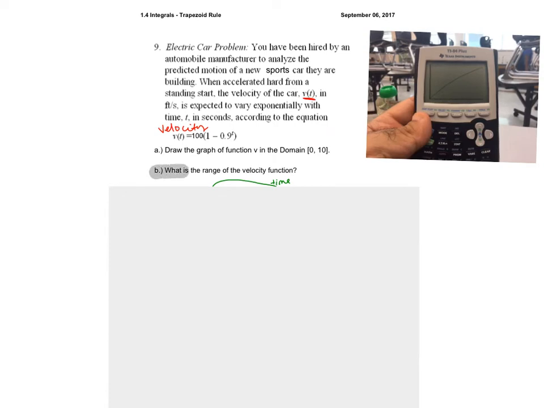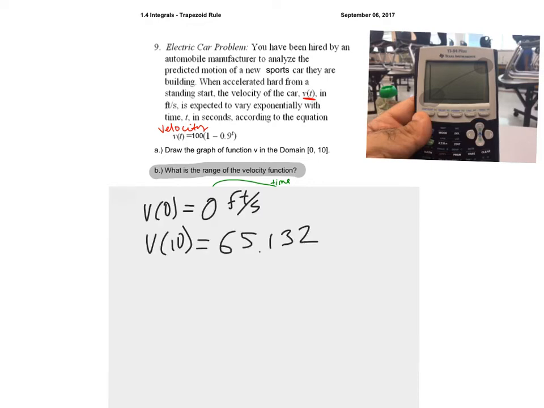Next part is, what is the range of the velocity function? That's easy. We notice in the function that it has a minimum right here and maximizes right there. So all you have to do is find out what happens when t is 0 and what happens when t is 10. So the range is going to be from 0 to 65.132. By the way, these are feet per second. And I forgot to put that right there.